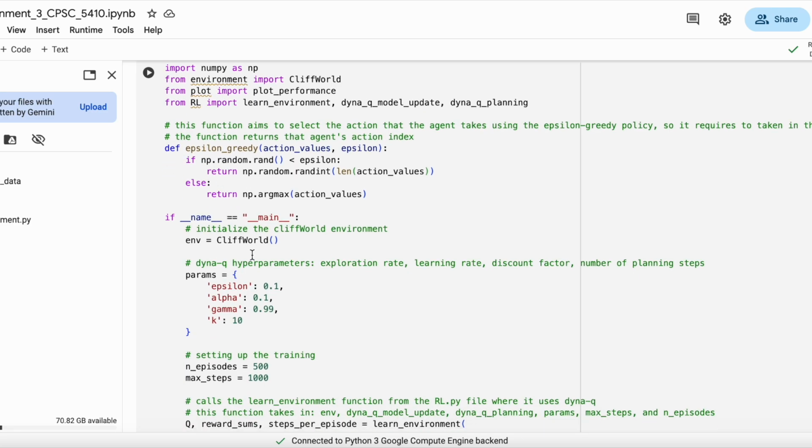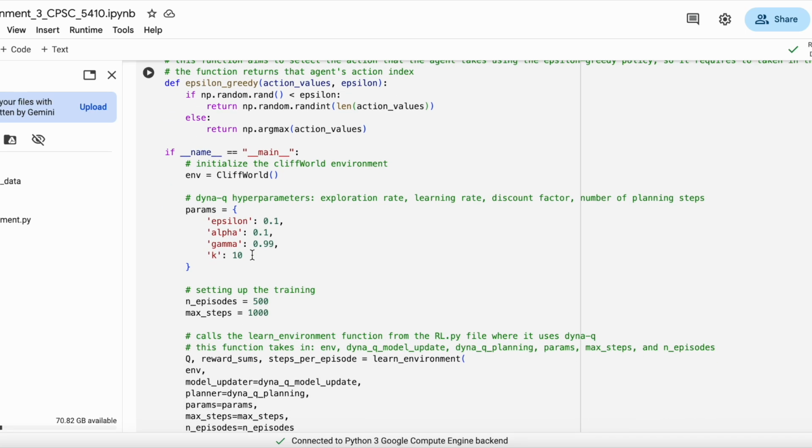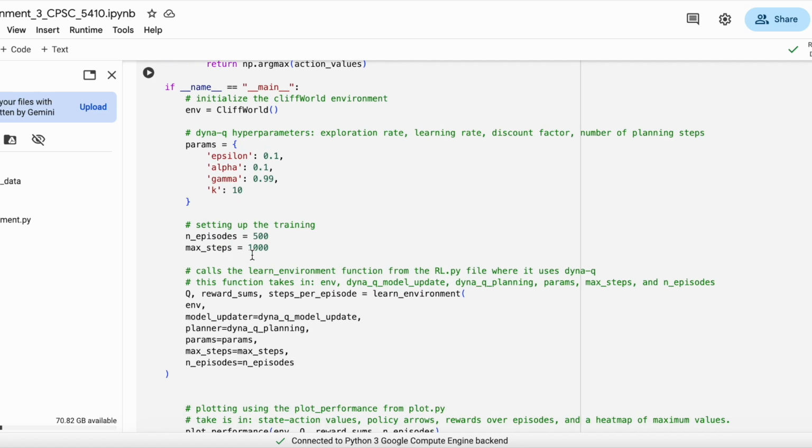So essentially here we just connected the two, where we initialized the cliffworld environment from the environment file, and then these are the parameters that we had to give for the Dyna-Q hyperparameters. Epsilon is the exploration rate, alpha is the learning rate, gamma is the discount factor, and the number of planning steps is k. In this case we set the number of planning steps to 500 and the maximum steps to 1,000.